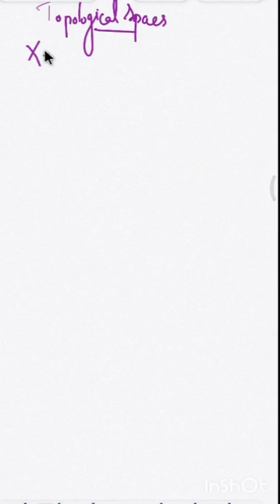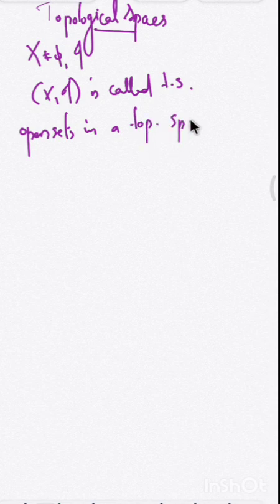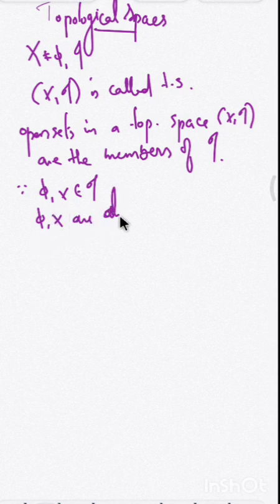When X is a non-empty set and tau is a topology on X, then the pair (X, tau) is called a topological space. We know this definition. Then the members of this collection tau are called open sets in the topological space. Open sets in a topological space (X, tau) are the members of tau. Since the empty set and the full set belong to any topology, they are always open with respect to any topology, being members of tau.